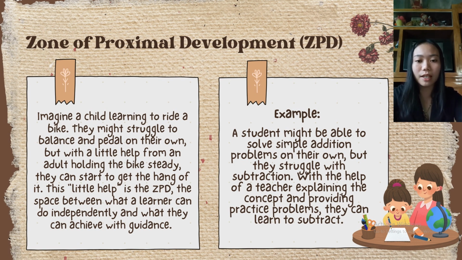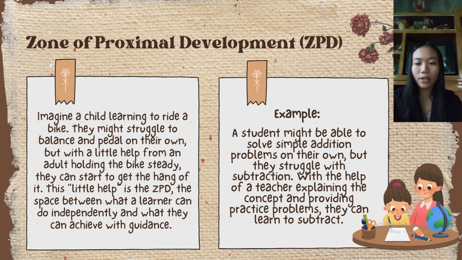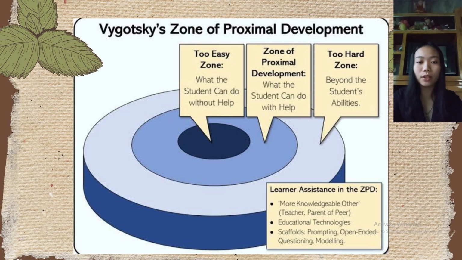This little help is the ZPD, the space between what a learner can do independently and what they can achieve with guidance. Here's another example. A student might be able to solve simple addition problems on their own, but they struggle with subtraction. With the help of a teacher explaining the concept and providing practice problems, they can learn to subtract. This emphasizes the importance of scaffolding and support in helping learners progress within their ZPD.